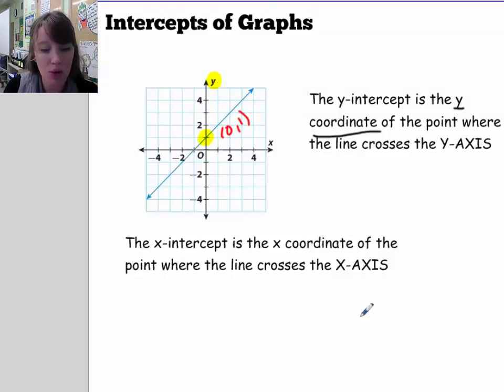So the y-intercept here would just be 1, because it's just the y-coordinate. The x-coordinate is not of concern to us. It's just the y-coordinate.